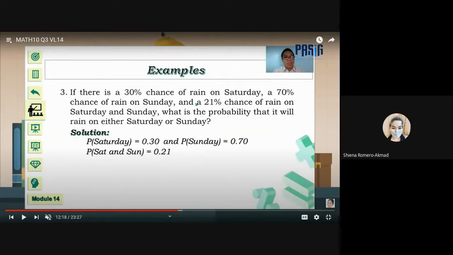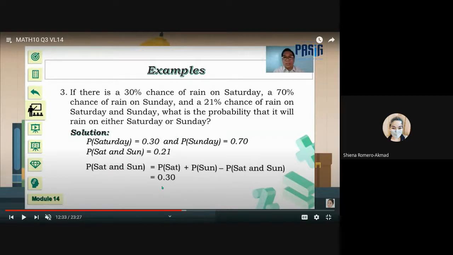So para makuha natin yung probability that it will rain either Saturday or Sunday, ang gagawin natin is we will add Saturday and Sunday, yung probability nila. Then subtract natin yung kanilang intersection or yung Saturday and Sunday. Pag nakita niyo yung word na and, that's intersection. Mali lang to ng type, dapat or yan. Okay? Baka mali to kayo or to. Mali lang ng type yan.